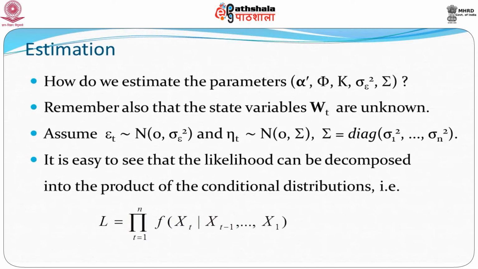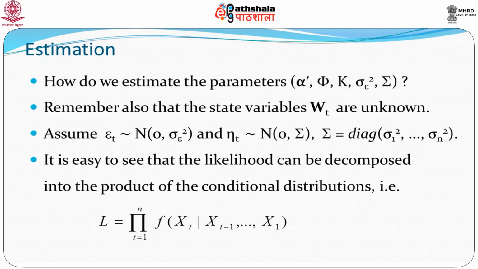So, we will do this by the likelihood method. Assume that epsilon t follows the normal distribution with mean 0 and variance sigma epsilon square, and eta t follows the normal distribution with mean 0 and dispersion matrix sigma, where we will assume that sigma is a diagonal matrix. So, the elements are uncorrelated to each other. Having assumed normality, it is now easy to write the likelihood.